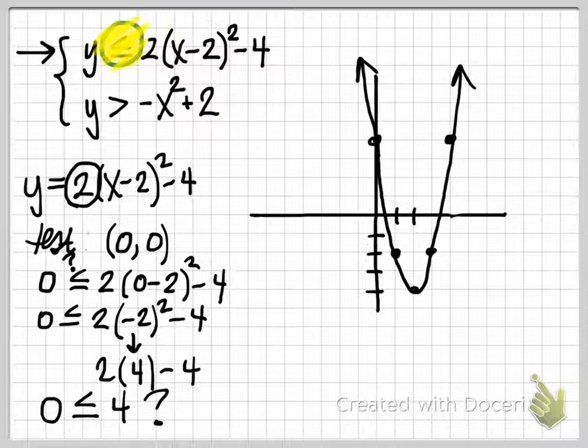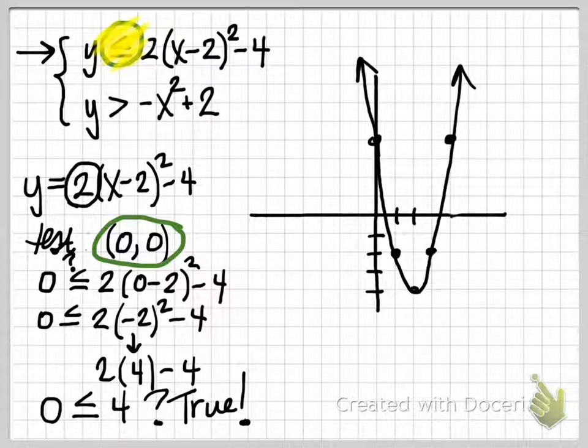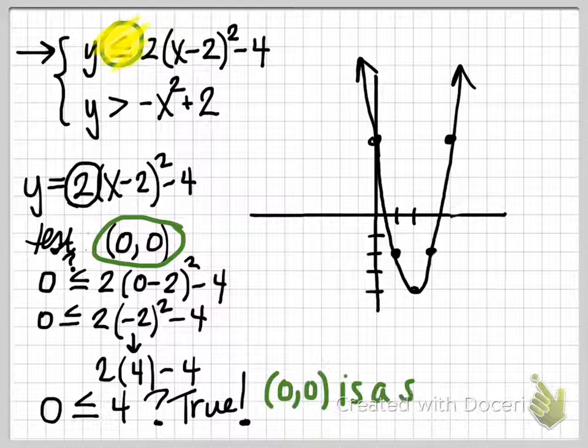Is 0 smaller than 4? And the answer here is yes, absolutely. This is a true statement. So because we got a true statement, what that means is the point that we tested is a solution. So that means that this point, (0, 0), is a solution. So when we go to shade where all of the other solutions are, we're going to include (0, 0).